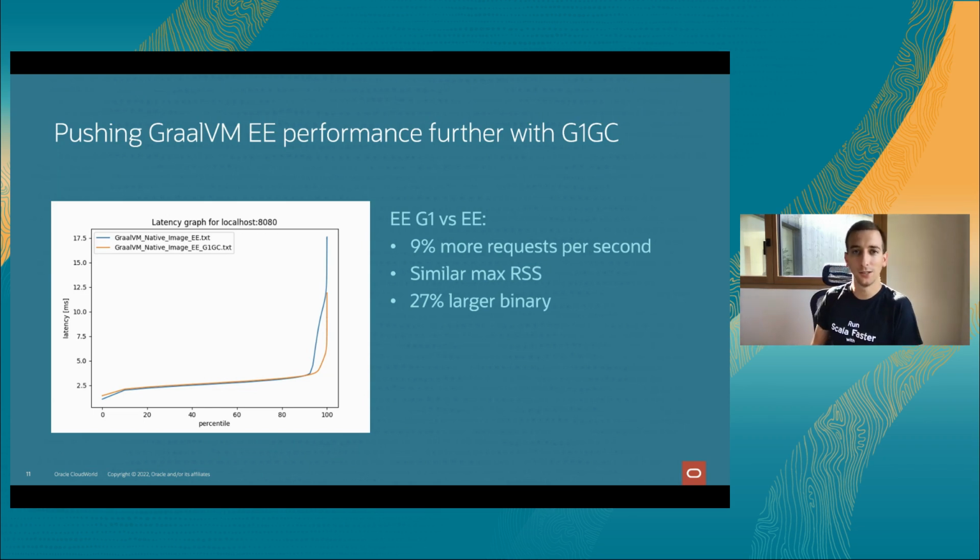Okay, so we have seen how we can use profile-guided optimization to let the compiler take smarter decisions. We have seen how we can use different garbage collectors to get rid of the tail latency, also at some cost. What if we use both now? Well, the benefits sum up pretty well.